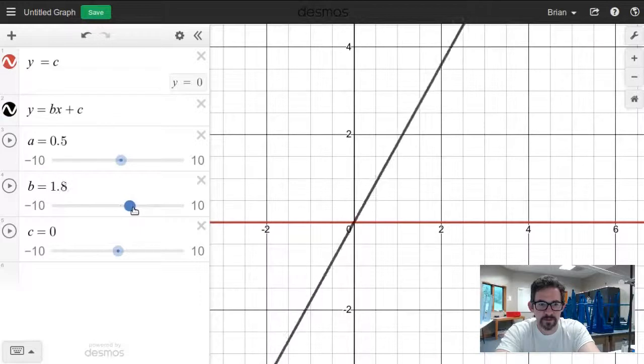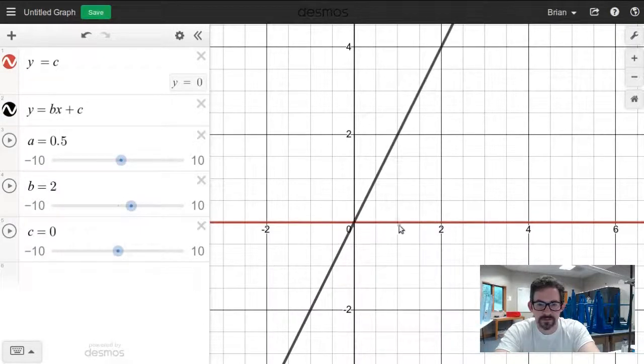If I make that slope 2, I can see that whatever distance I go to the right, I'm going to go twice that distance up to meet my black line here. So that's describing the slope of this line.